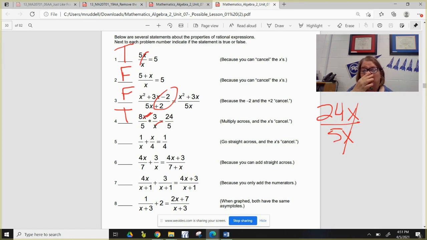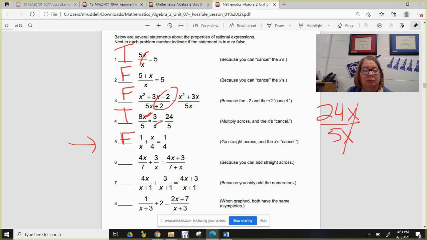Number 5, 1 over x plus x over 4 equals 1 over 4. Go straight across and the x's cancel. What did you just learn? You spent about 3 days working on adding and subtracting rational expressions. Learned you have to have a common denominator. Can you just add those straight across and go 1 over 4 and the x's cancel? No. Can't cancel with addition and subtraction. You can cancel with multiplication.